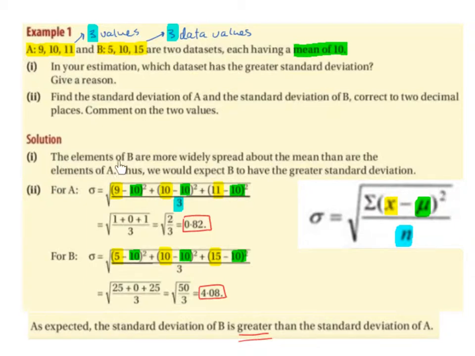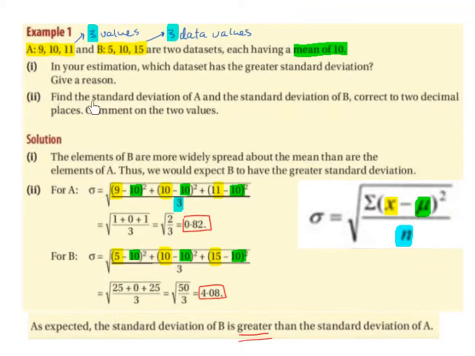The elements of B are more widely spread about the mean than are the elements of A. Thus, we would expect B to have the greater standard deviation. So we can see 9, 10 and 11 are all very close together. They're all very close to the mean of 10. But 5 is quite far from the mean and 15 is also quite far from the mean. So we expect B to have the greater standard deviation.